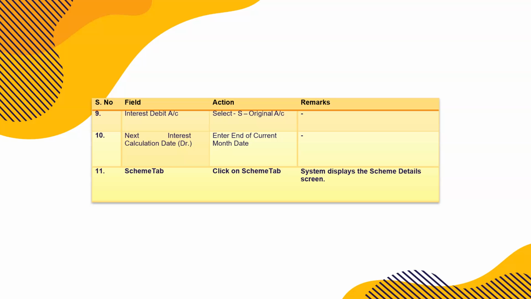Since we don't pay any interest on cash credit or overdraft, the interest credit will be masked here, right? So we don't have any drop down options. Only in debit account interest do we have this drop down option. We have to choose S as original account. Next, interest calculation. Interest is charged on a monthly basis. So whatever the day of the month you are opening the account, you have to put in the last day of the month as the next interest calculation date, because interest is charged on a monthly basis in loan accounts, right? Then we go on to the scheme details.